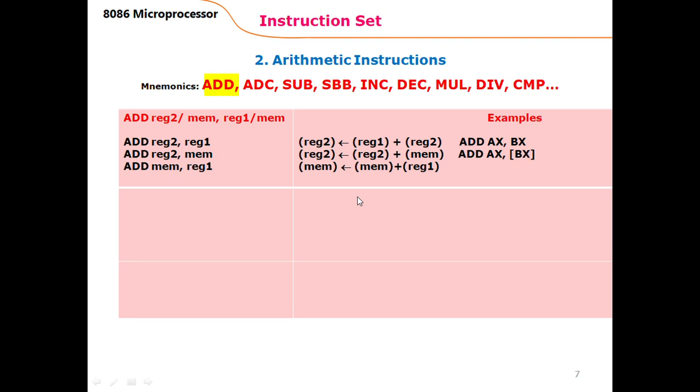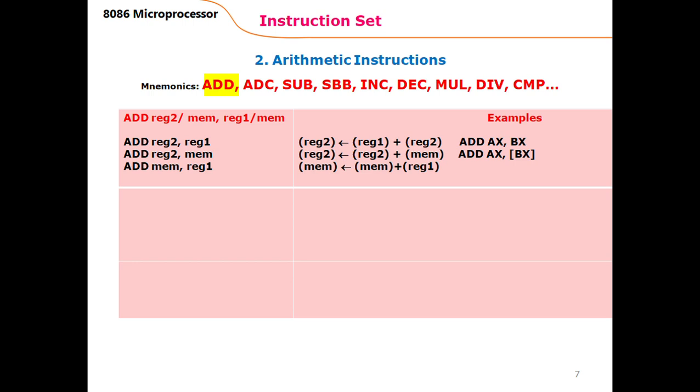One more thing about this instruction: here the offset address is directly provided as part of the instruction, so this is called direct addressing mode. And when that address is provided through a register, then this becomes indirect addressing mode.